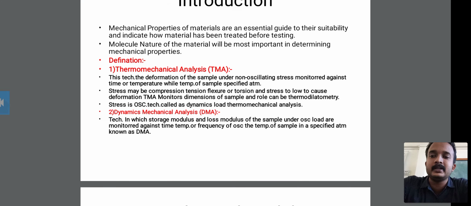थर्मोडायलेटोमेट्री means it stretches the liquid component. म्हणजे लिक्विड कंपोनंटला स्ट्रेच करण्याचं काम कोण करतं? थर्मोडायलेटोमेट्री. And the stress is an oscillation technique. It is called dynamic load thermomechanical analysis.